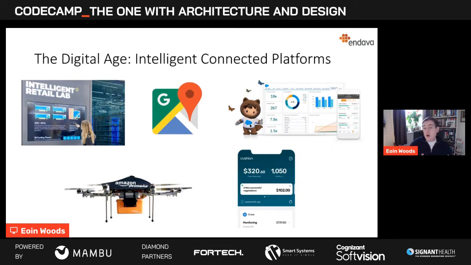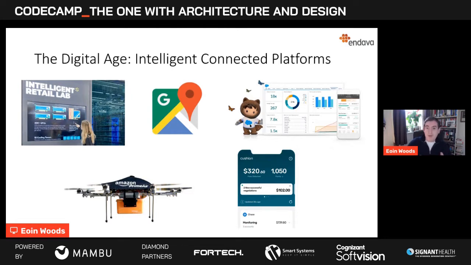But actually, we are, and especially since the pandemic, we're a lot more living our lives through digital mediums. In other words, we're online a lot. And the thing from a software engineer's perspective, I think characterizes the digital age is we are now building things that I term intelligent connected platforms. People give them all kinds of names, but that's what I call them. And a few representative examples of the most famous ones.